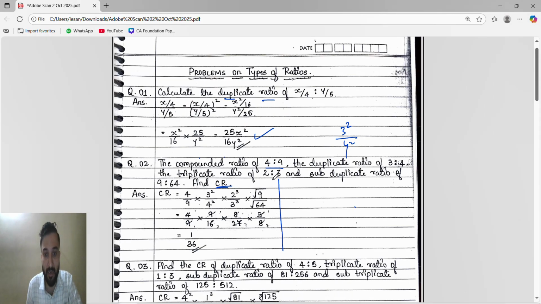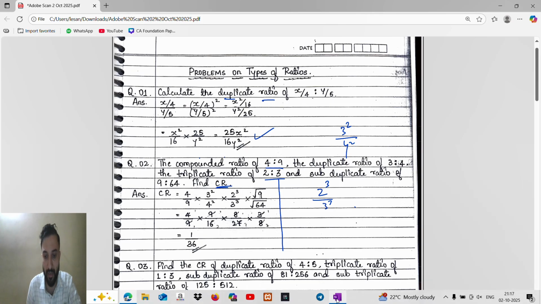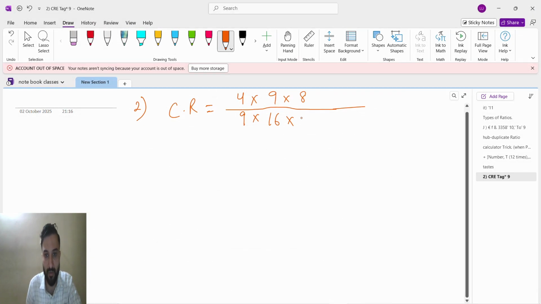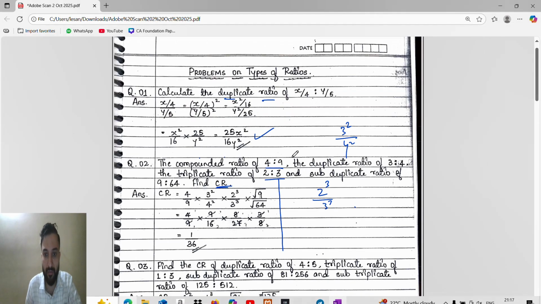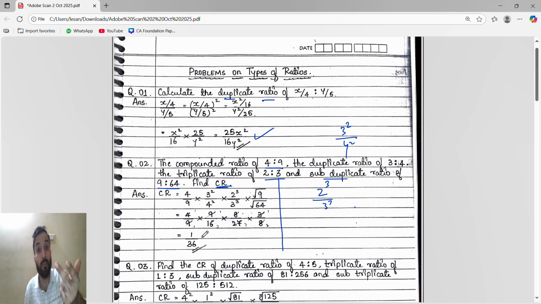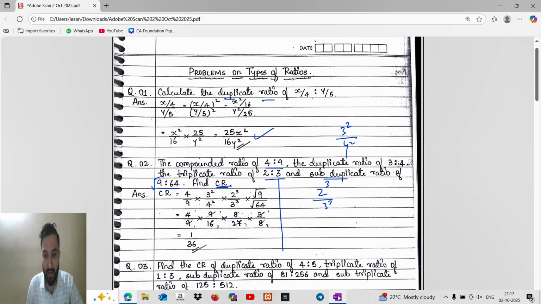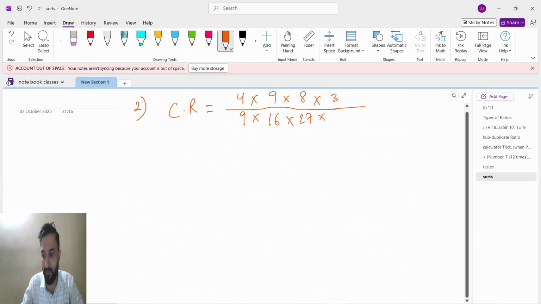Then they say triplicate ratio of 2:3. Triplicate ratio means what? Yes, we'll do the cube. So 2 cube is 8, 3 cube is 27. So 8/27, into. Now next they said subduplicate ratio of 9:64. Subduplicate means yes, square root. Square root of 9 is 3. Square root of 64, if you know, you know; otherwise use the calculator, that is 8.